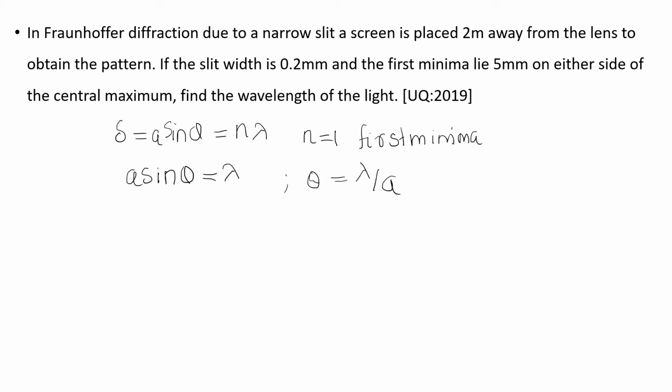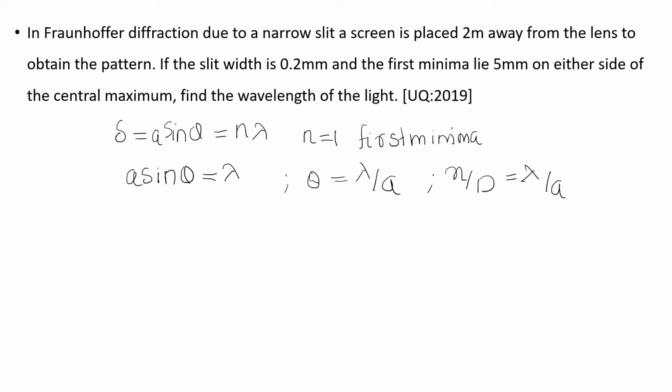And also from the condition, x by D is equal to sin theta or theta, as we have studied in the derivation of the Fraunhofer diffraction due to single slit. Therefore we can equate the two theta values. Then we get x by D is equal to lambda by a.